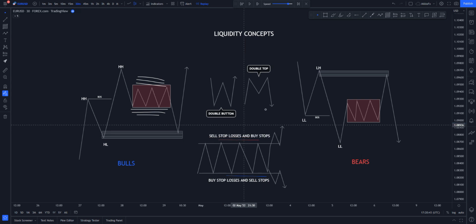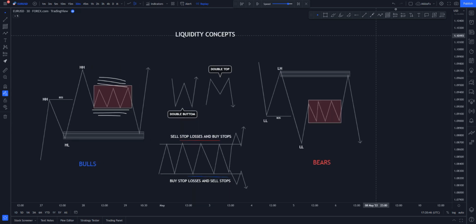If you don't understand what buy stops and sell stops are, a buy stop is basically when you put your trade entry. Let's say you have your trade entry here, and you are saying that when price comes, your sell stop... what am I saying?